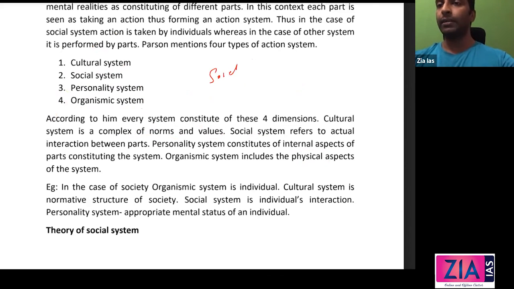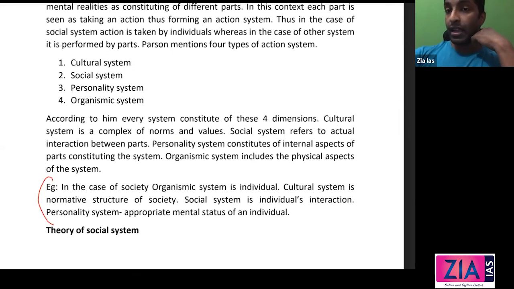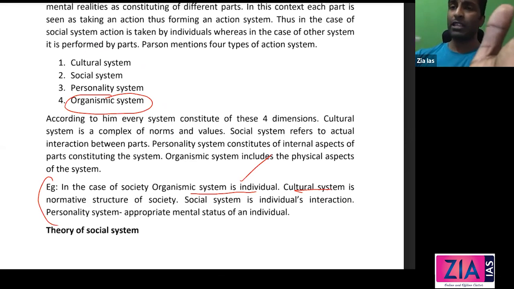If you consider society, what is the cultural system? It's the norms and values of society. What is the organismic system? What do you mean by the parts in society performing action? Individuals, right? And then personality system, it is the mindset and mental aspect of the individual. What is the social system? Interaction between individuals, which is what I have written here. In the case of society, organismic system, this one, external, the parts are individuals who are performing the action. Cultural system is the normative structure, meaning norms and values. Social system, individuals' interaction. Personality system, the mental status.